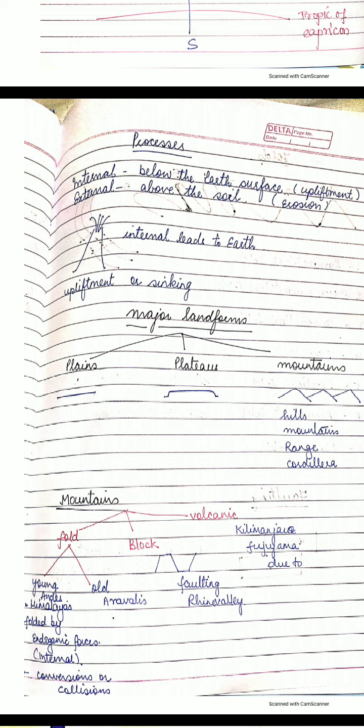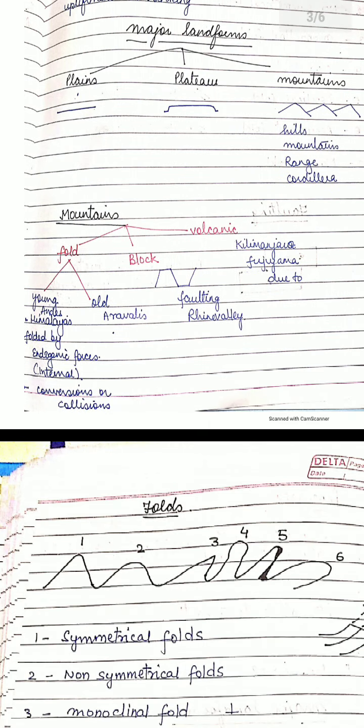And what is a range? When there is a chain of mountains, it is called a range, like the Himalayan range we have. And cordillera, if we have multiple ranges in a row, then it is a cordillera. Now, in this chapter, we will be learning about the different types of mountains. Basically, children, there are three major types of mountains. We have fold mountains, block mountains, and volcanic mountains.